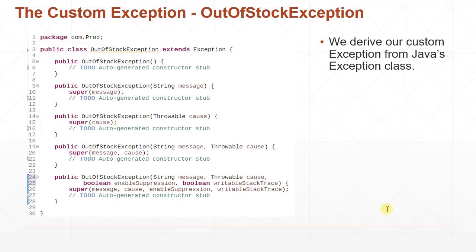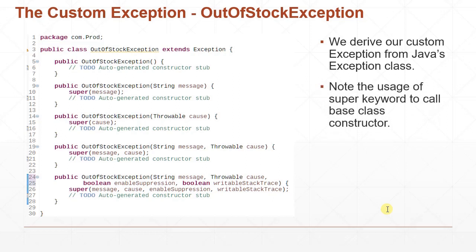In the previous video we already saw the Java exception handling hierarchy. Any class derived from Exception is a checked exception. That means here we are creating a checked exception.